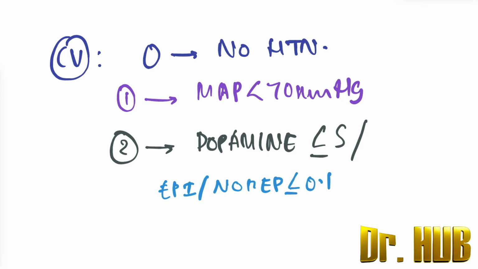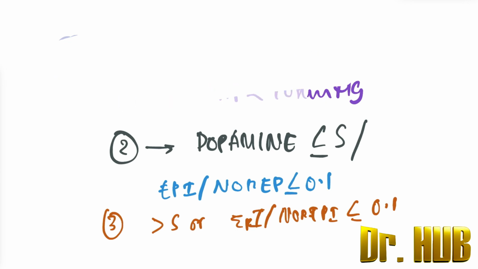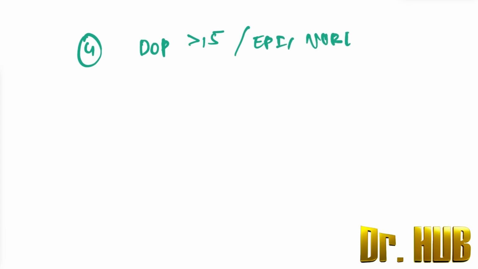Now moving on to the third variety. Here the dopamine is greater than 5, or the epinephrine or norepinephrine is less than or equal to 0.1. Next we move on to the fourth variety. In score 4, the dopamine is greater than 15, or the epinephrine or norepinephrine is greater than 0.1.